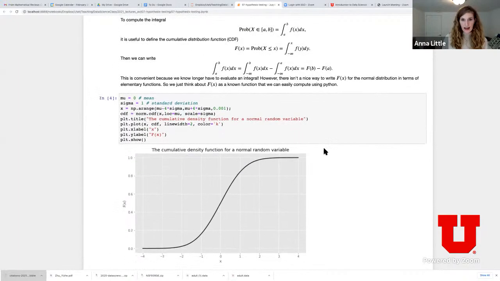Okay, so in here, you can see a plot of the CDF of the standard normal distribution. This is the exact same kind of plot, except here we're plotting the CDF. As x goes to negative infinity, for really small values, the CDF is close to 0. It's always an increasing function. And for really big values, it's close to 1.